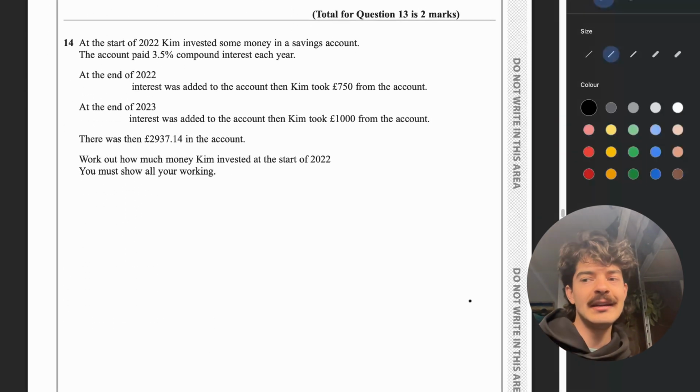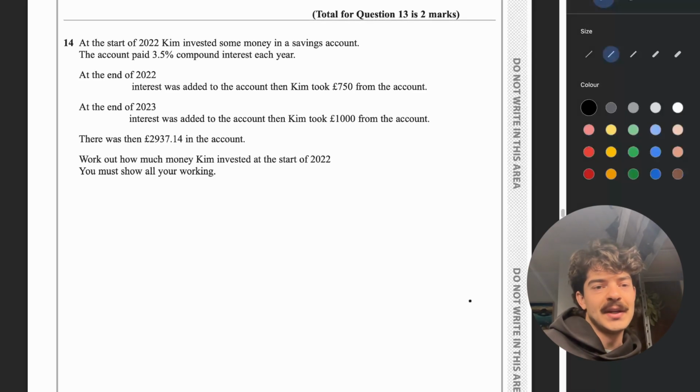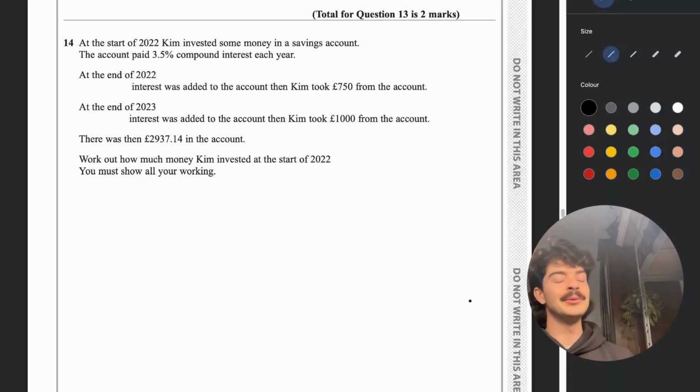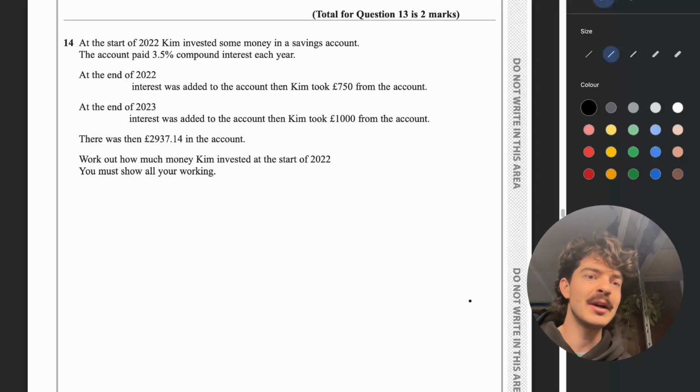Question 14. At the start of 2022, Kim invested some money in a savings account. The account paid 3.5% compound interest each year. At the end of 2022, interest was added to the account. Then Kim took £750 out of the account. At the end of 2023, interest was added, and then she took out 1,000. There was 2,937.14 in the account. Okay. Fascinating question. Cool. Okay. So we're going to have to work backwards through our equation.